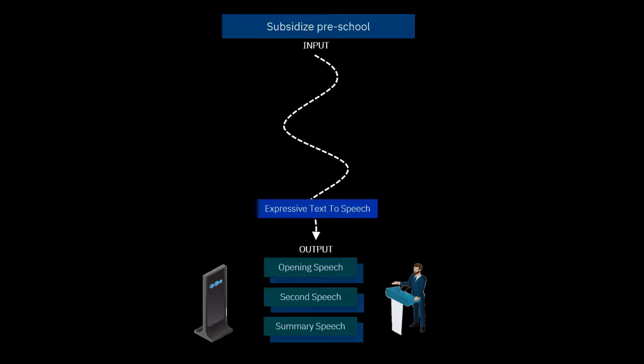So first, let us clarify the input and the output of the system. The input to the system is just the short phrase that represents the motion. For example, we should subsidize preschool. That's it. And later on, of course, also the speeches delivered by the opponent. And the output of the system are 3 fairly long speeches that are articulated via an expressive text-to-speech system that we developed as part of this project, but we're not going to describe this aspect in this tutorial.